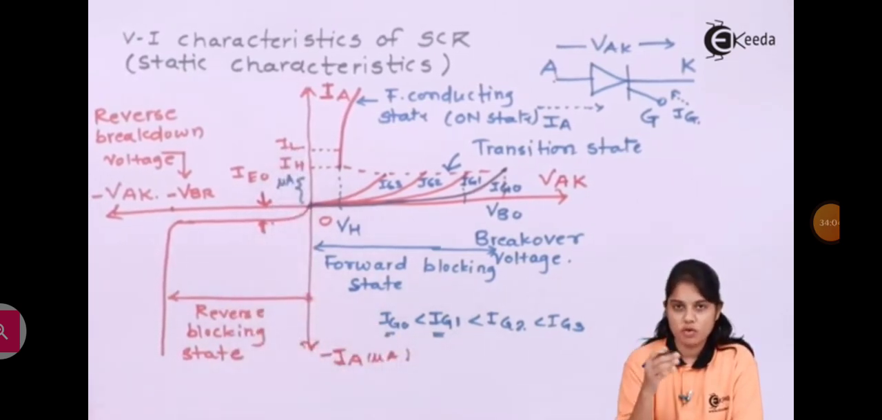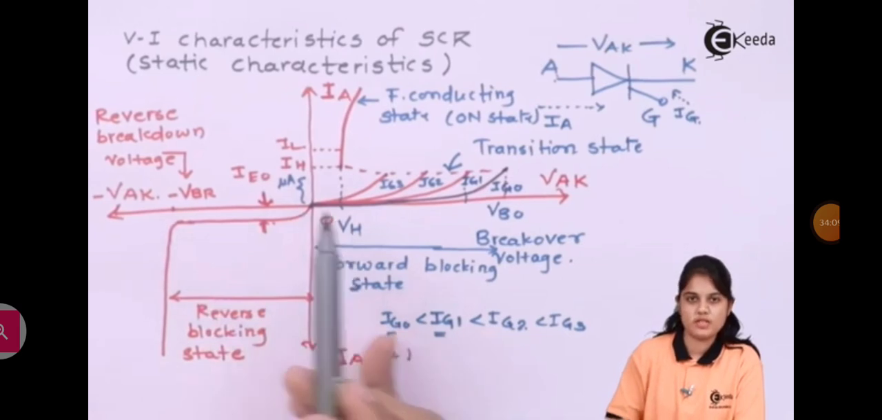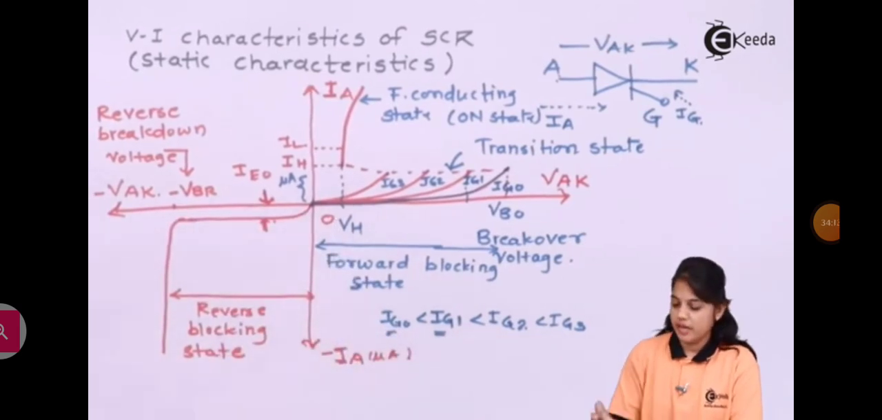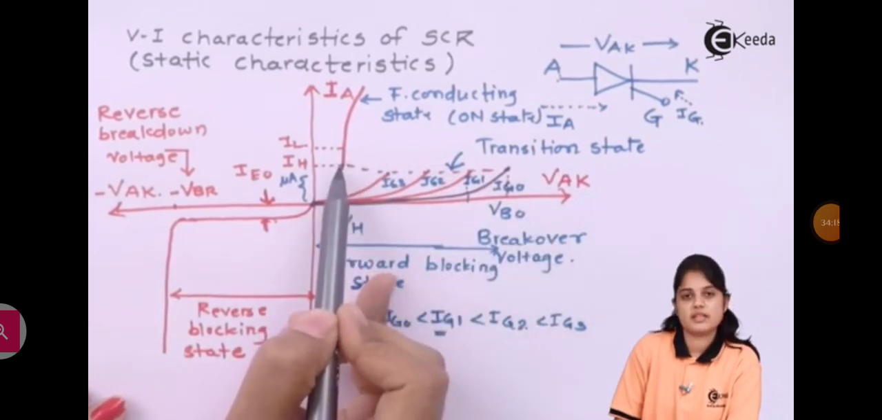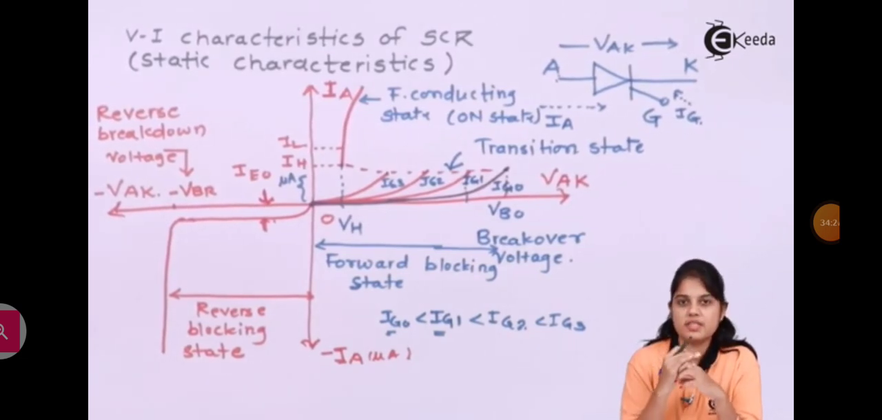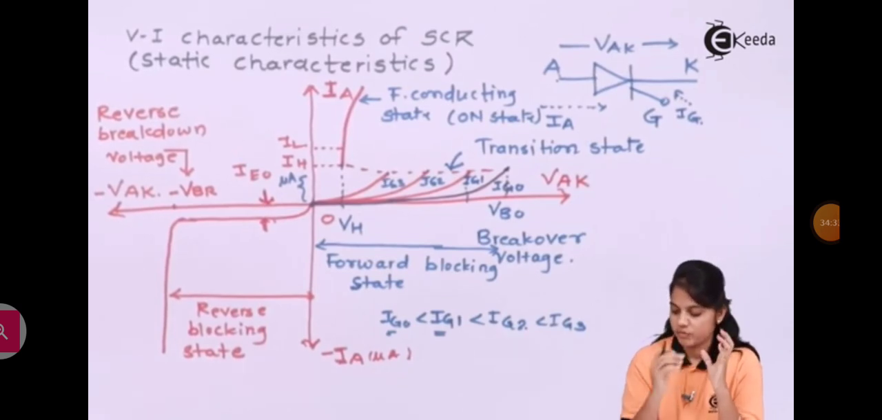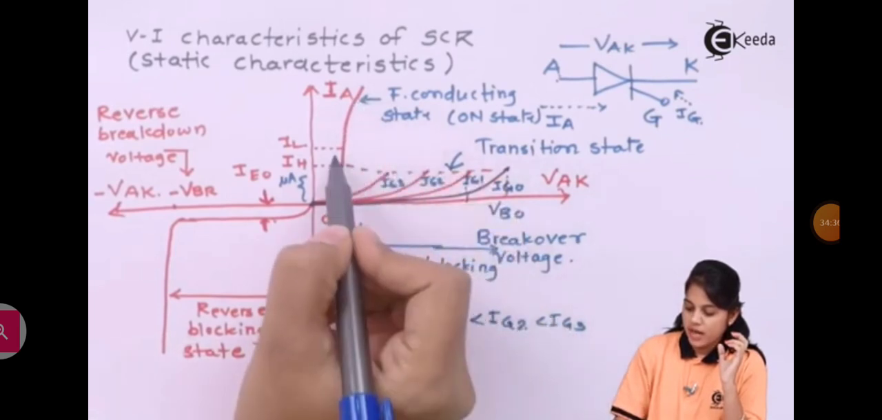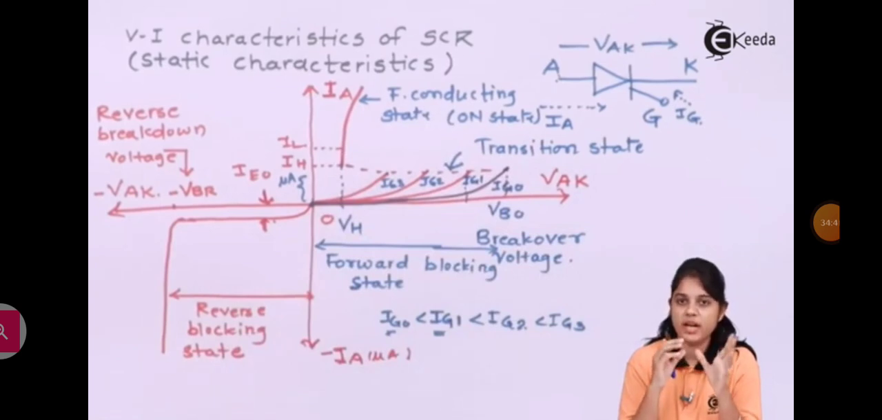There are a few terms which are given. In the next video we are going to see what these terms are: VBR, VBO, the holding current, and the latching current. But from the graph you can clearly see that the holding current is the minimum amount of current that can hold my SCR in an on state. And latching current means that this amount of current will latch my SCR into an on state. So here you can see whenever I cross the latching current line, my SCR will be in a full on condition.